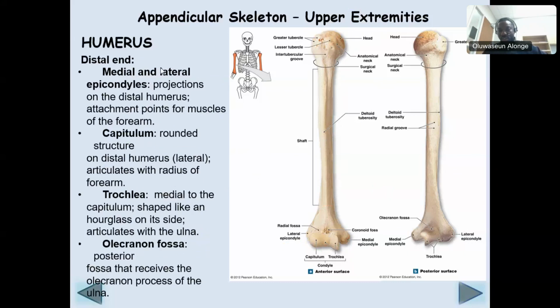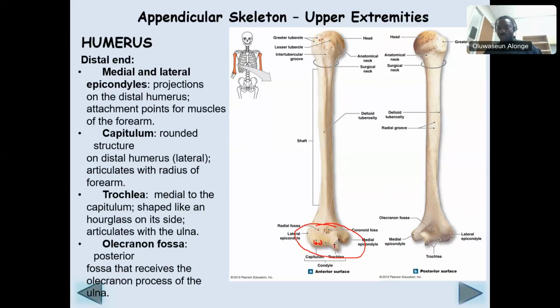Now, the distal end of the humerus is right here. On the distal end of the humerus, which is what I talked about earlier, you have the epicondyles, which are lateral and medial, and then you have the condyles right there. The epicondyles are majorly projections on the distal humerus, and those are points of attachment for muscles of the forearm. Then you have the capitulum right here, like I pointed out earlier. The major thing is that the capitulum is what articulates with the radius. And then you have the trochlea, which is the part that articulates with the ulna.